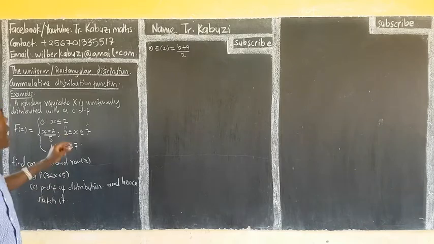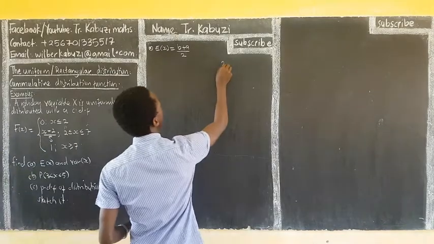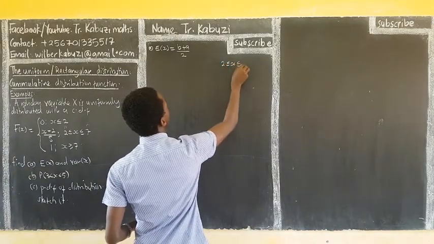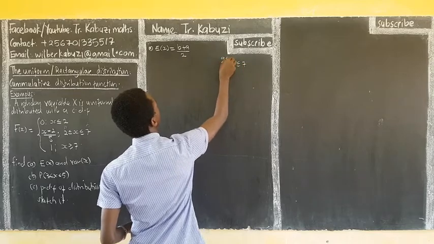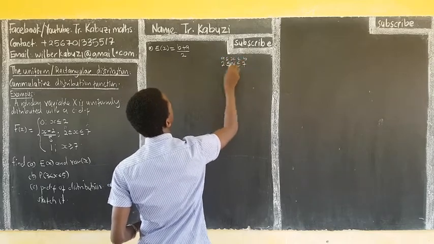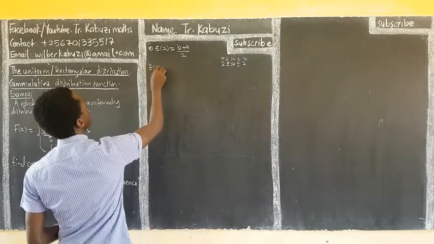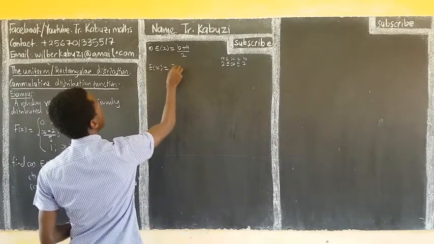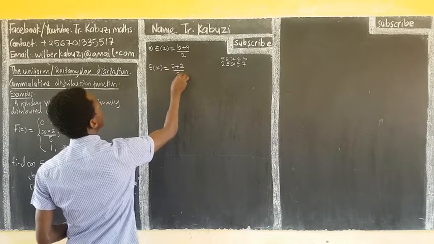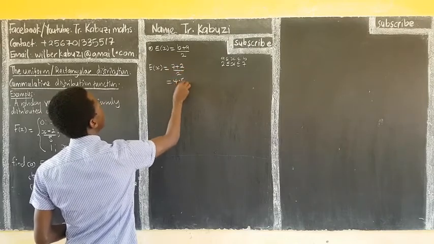So now from here, my interval is 2 less than X less than or equal to 7. So our interval is always, this is my A, this is my B. So from here, my expectation is going to be 7 plus 2 over 2, which will be 4.5.